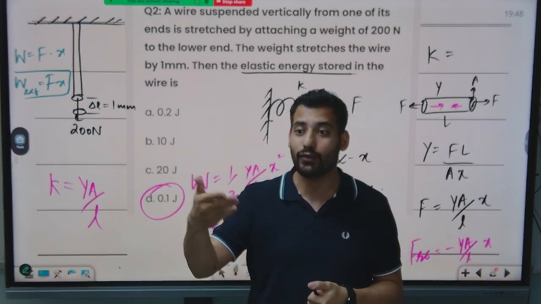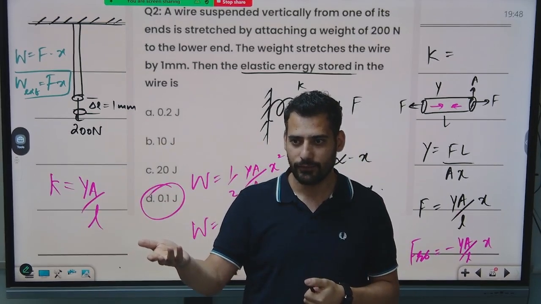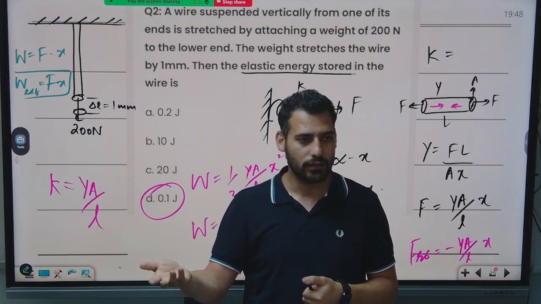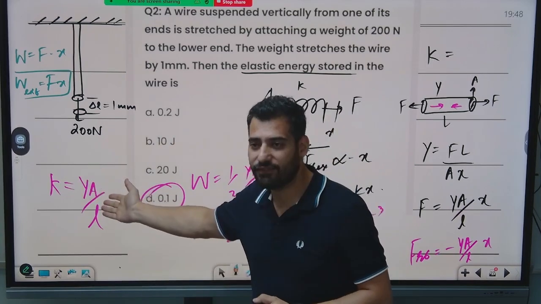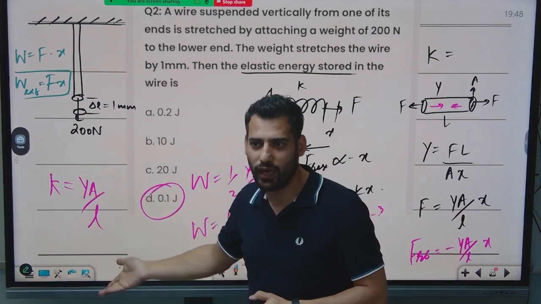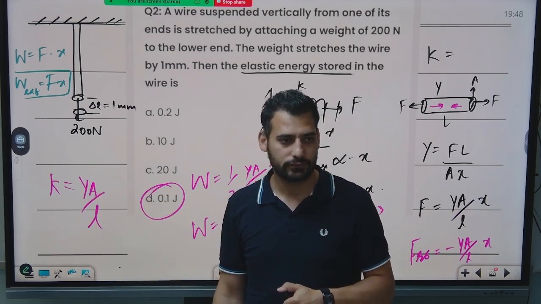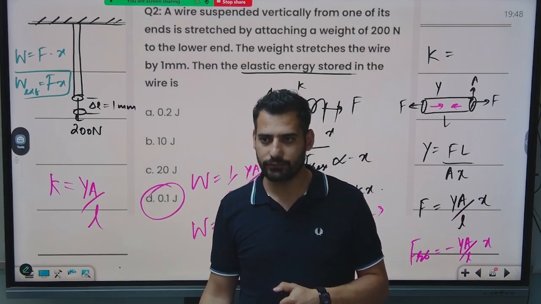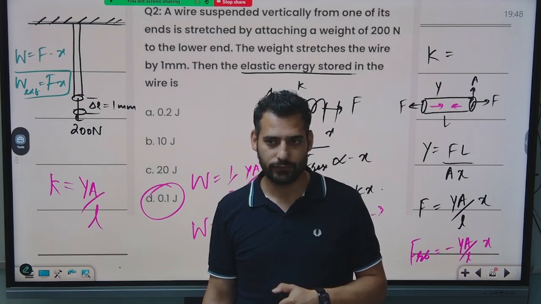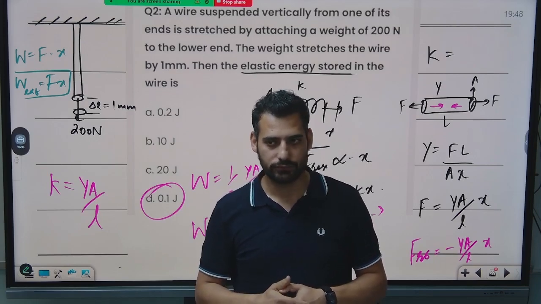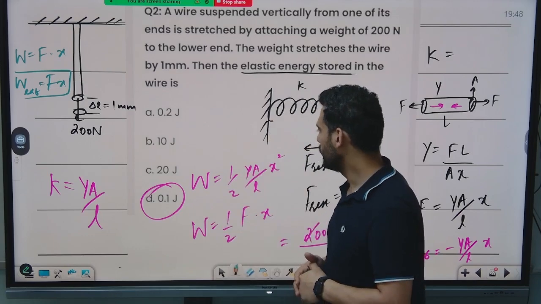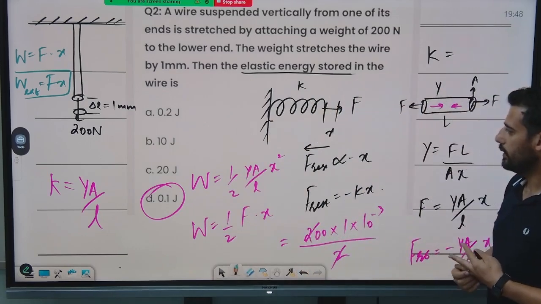Can you find their effective Y? Why? If you are able to find their effective K, you can find their effective Y as well. Yes, isn't it? Clear or not? Come on, do this now. Is it clear?